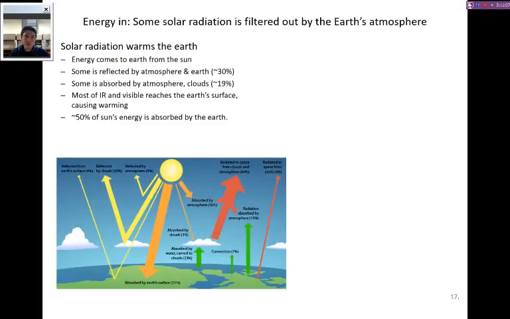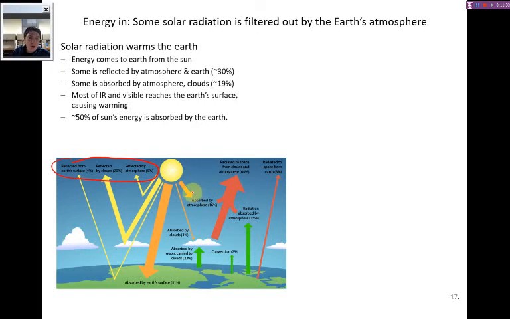And so that's what allows us to have our livable temperature, is that it's trapped by the atmosphere, radiated back to the Earth. So if we look a little bit deeper in terms of the energy that comes in from the sun, we can see that in some cases that energy is reflected back, whether it's by the surface of the Earth, by the clouds, or the atmosphere itself. It's reflected back towards the sun.